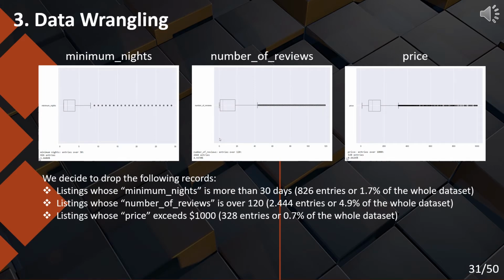Finally, we decide to drop the following records. Listings whose minimum nights is more than 30 days, which represent 826 entries or 1.7% of the whole data set. Listings whose number of reviews is over 120, which represent 2,444 entries or 4.9% of the whole data set. Listings whose price exceeds $1,000, which represent 328 entries or 0.7% of the whole data set.